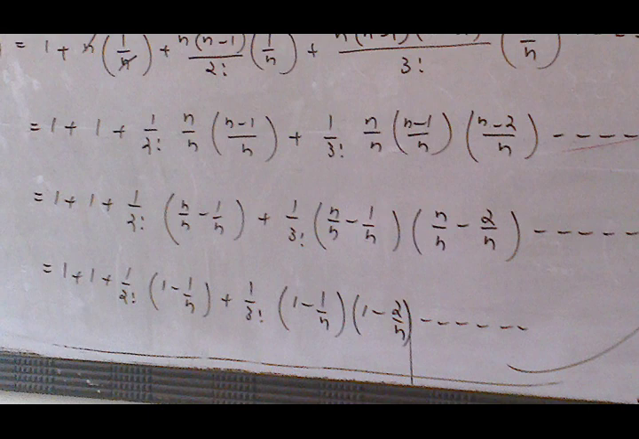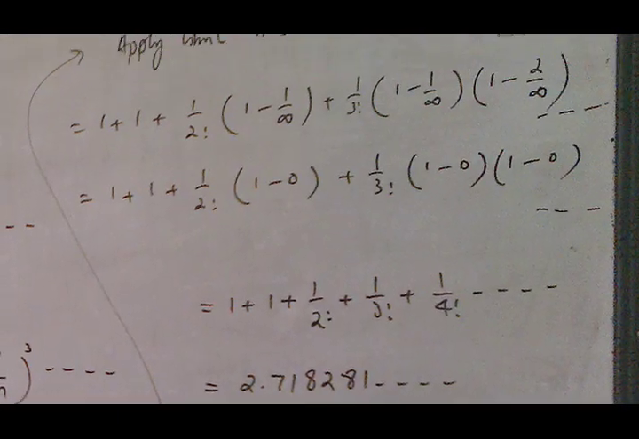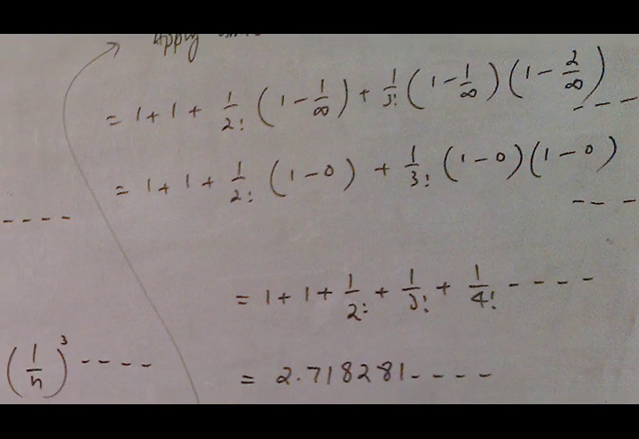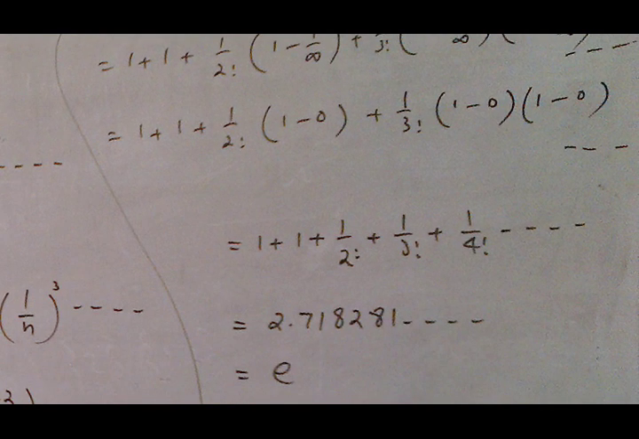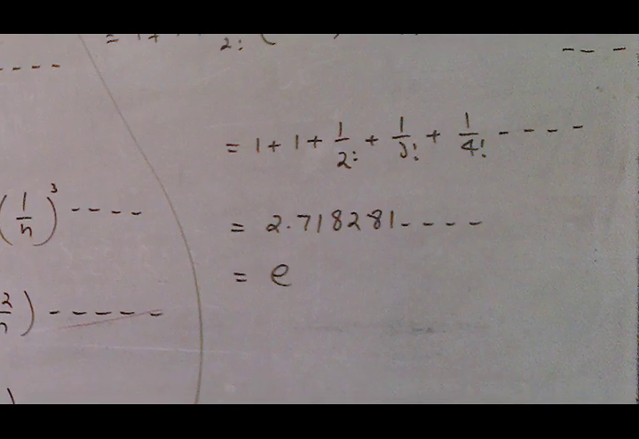When we put infinity in the denominator it is equal to 0. Here we put the limit, it is equal to 0, and when we sum these values, this is equal to 2.718, which is the constant value of e. So this is the proof.